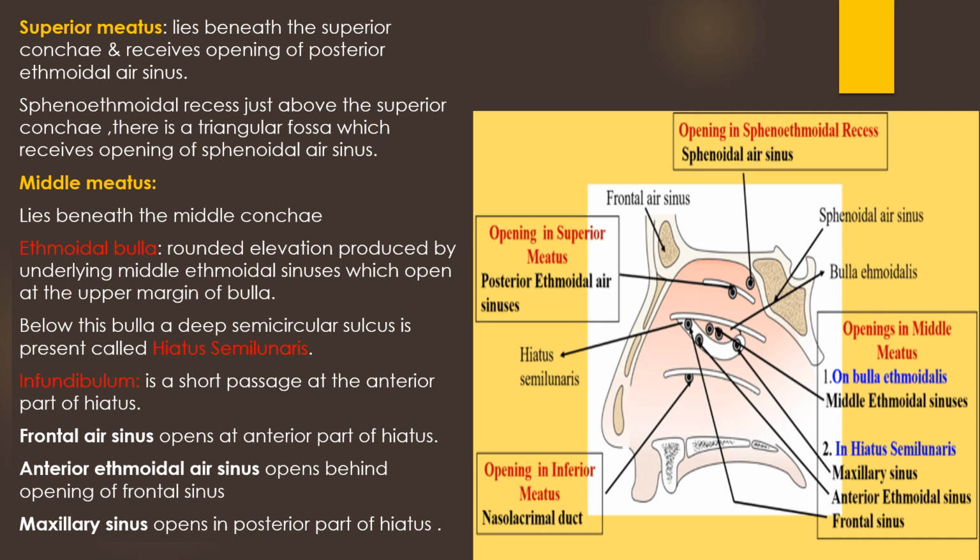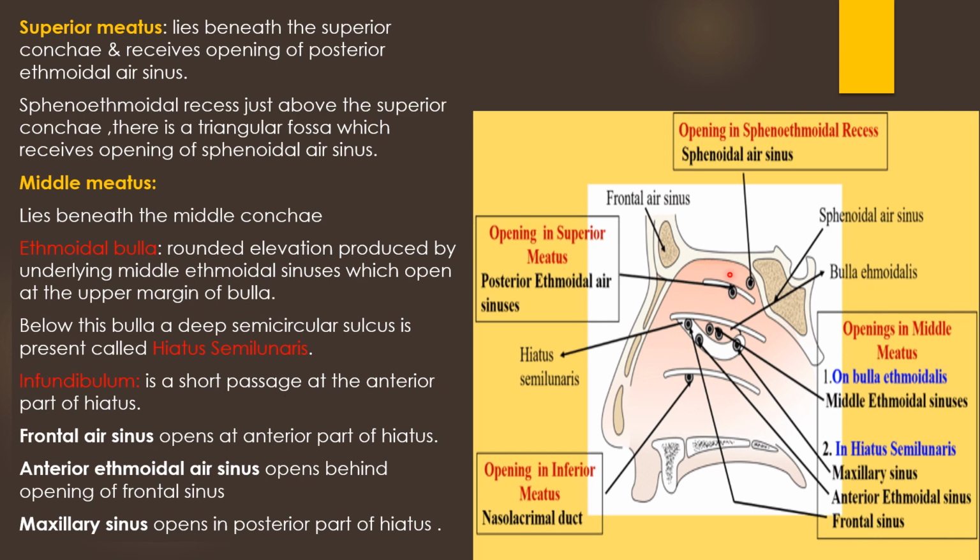This is a very easy schematic diagram to show you what structures open into the three meatuses of the concha in the lateral wall. The oblique lines in this diagram show that the conchas have been removed, and what we are seeing are the meatuses and the structures opening into them. First, the superior meatus lies beneath the superior concha. This is the superior concha being cut, and the passage beneath it is known as the superior meatus. What structure opens into that? The posterior ethmoidal air sinuses open into the superior meatus.